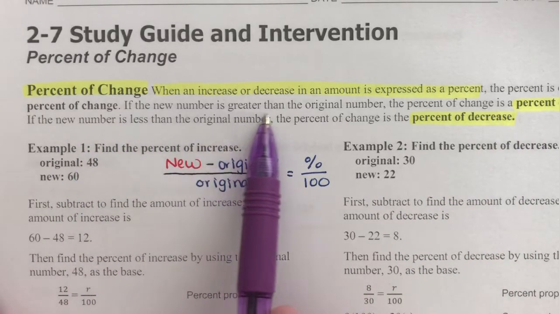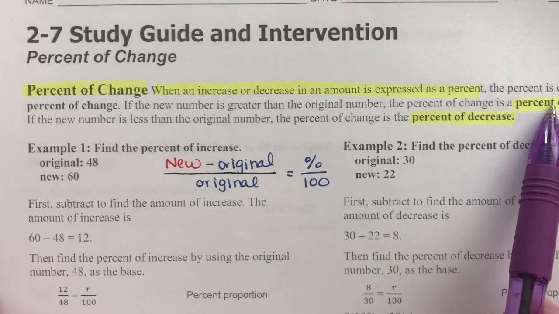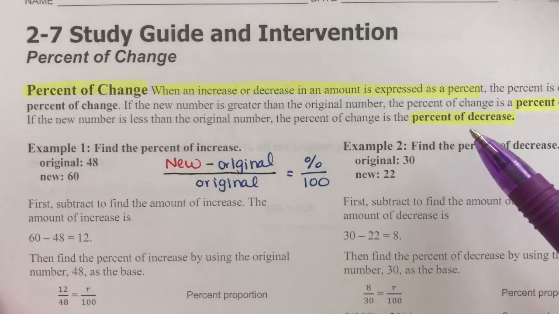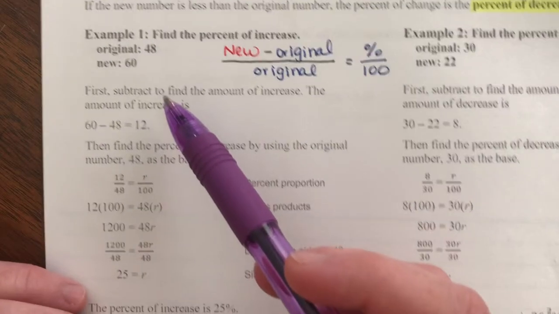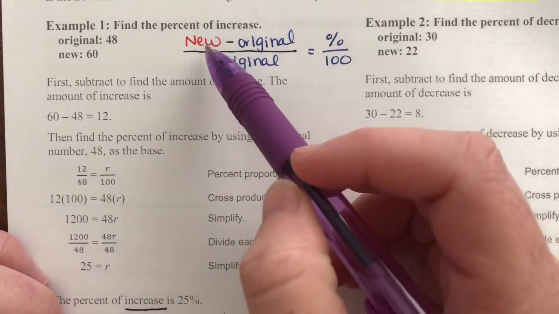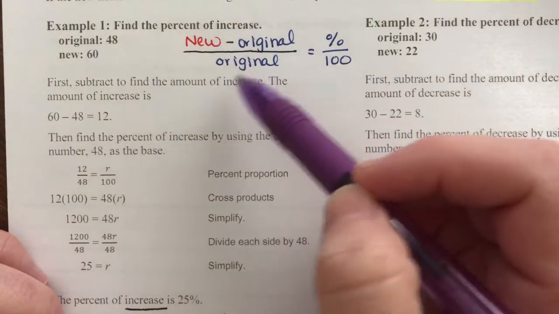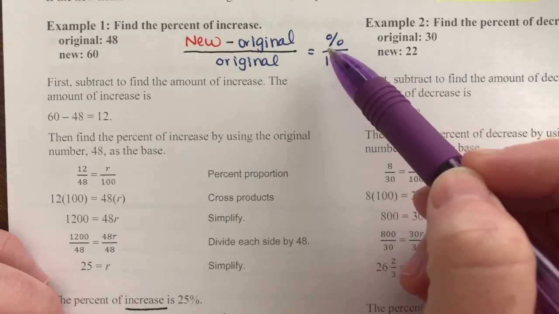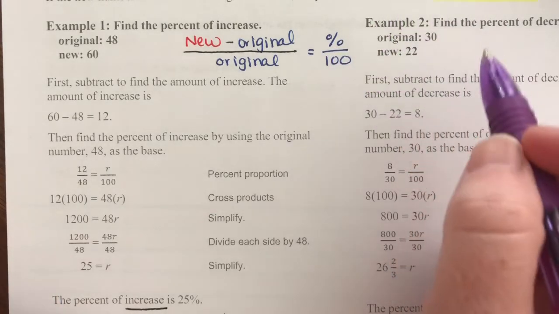If the new number is greater than the original, if it went up from original to the new, it's a percent of increase. If it went down from the original to the new, if the new number is less than the original, it's a percent of decrease. All right, so we've got an example here. And basically, when I'm teaching this in class, I have students write on their papers, it's the new amount minus the original over the original, right? That fraction, once you simplify, gives us the percent. If the top number is positive, it's a percent of increase. If the top number here ends up being negative, it is a percent of decrease.